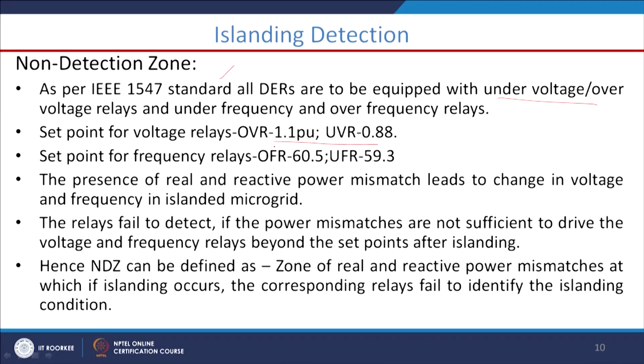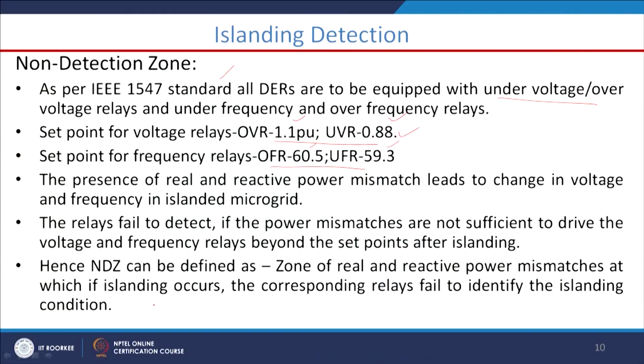Now, for the voltage relays, the set point is within 1.1 per unit to 0.88 per unit. This is the lower limit, and this is the upper limit. Similarly, for the frequency relays, for a 60 Hz system we have 60.5 and 59.3. Similarly, we also have a 50 Hz system. And of course, we have different other standards.